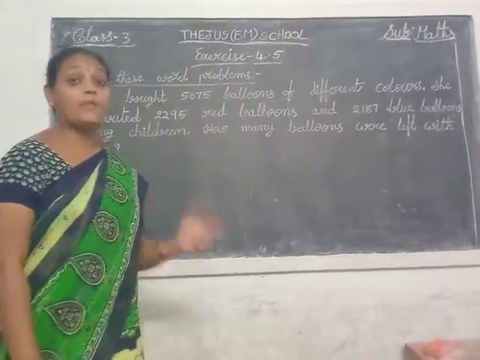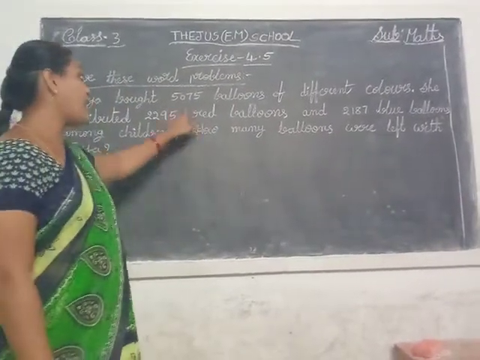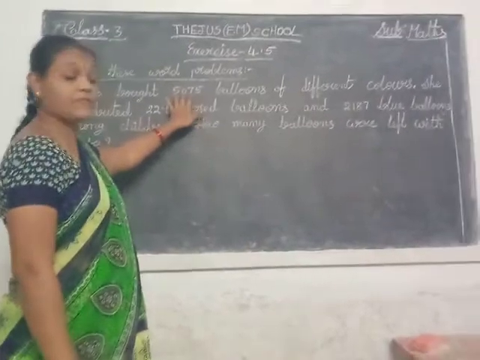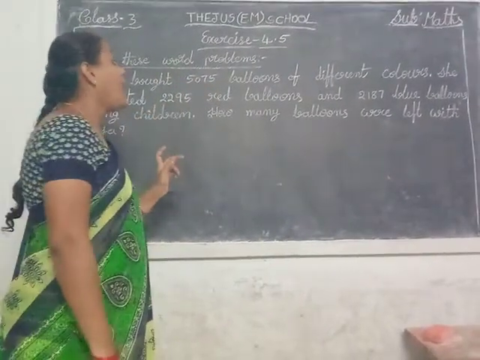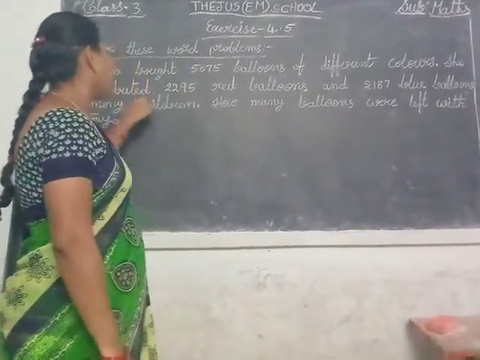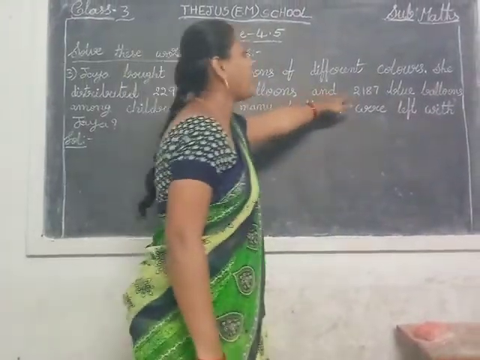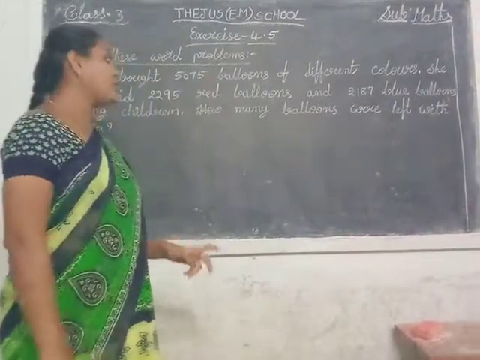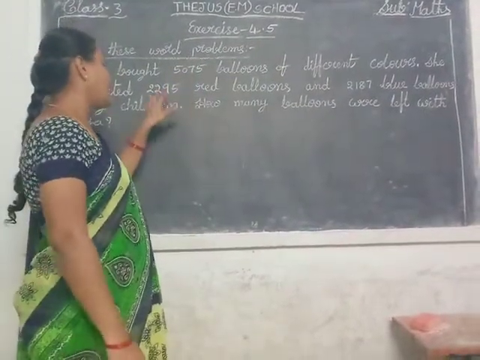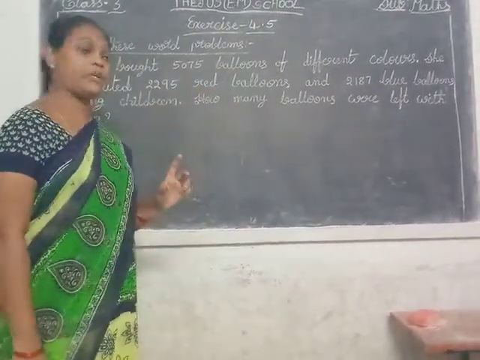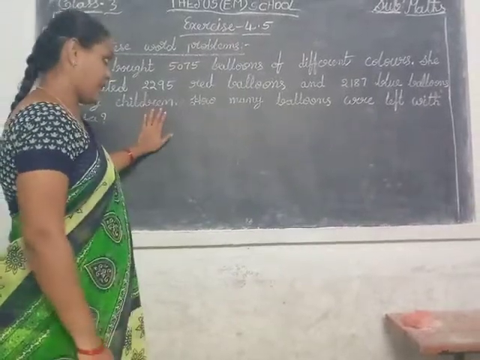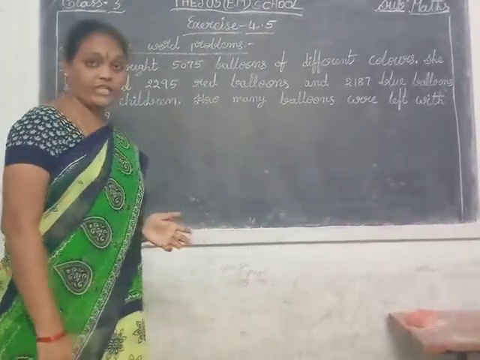So she bought how many balloons, children? 5075. So total balloons 5075. And she distributed 2295 red balloons and 2187 blue balloons. So she distributed all the total balloons. Red balloons and blue balloons were distributed among the children. So remaining, how many balloons were left with Jaya?